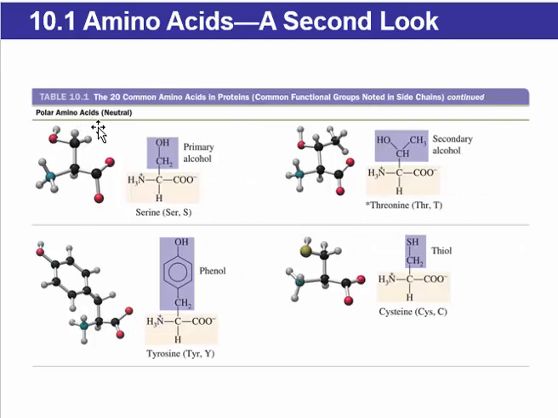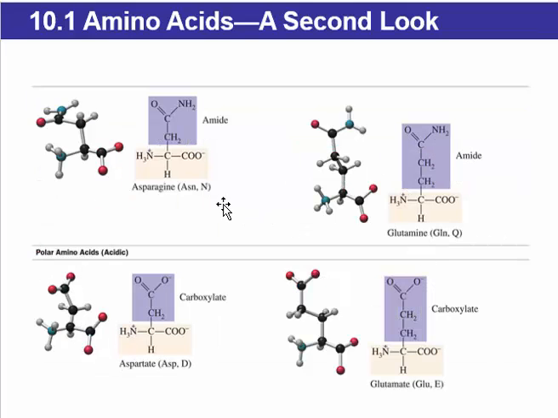So table 10.1 lists the polar amino acids that are neutral. So that includes side chains that have an alcohol functional group, or a phenyl side group, or a thiol side group. 2 amino acids have an amide functional group, which is a carbonyl carbon bonded to an amino group.